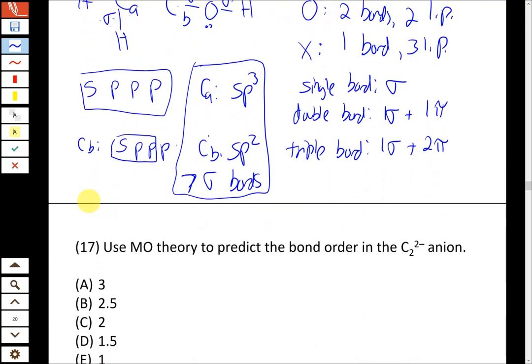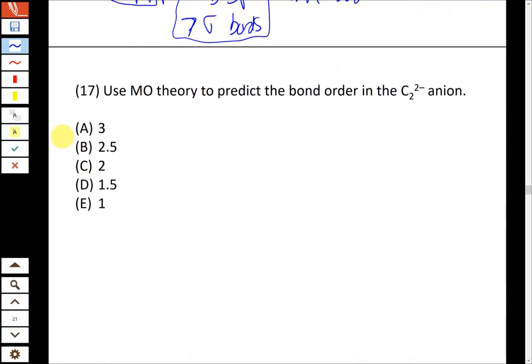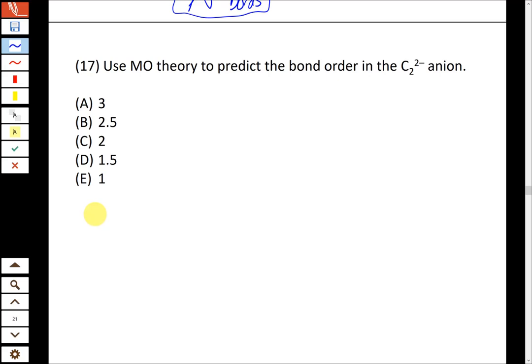All right, the other major bonding theory that we covered was molecular orbital theory. So this one was a little bit more abstract and a little bit harder to wrap our heads around necessarily, but there's again a very straightforward approach we use for it, and it only applies to very select types of molecules, mainly the diatomics that we talked about. Those would be the only ones where we really have to talk about molecular orbital theory. So in this one, we're using MO theory to predict the bond order in the C2 2- anion.